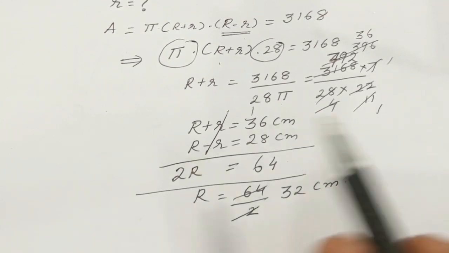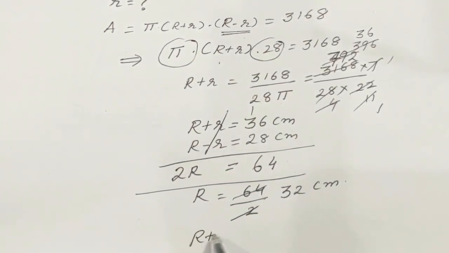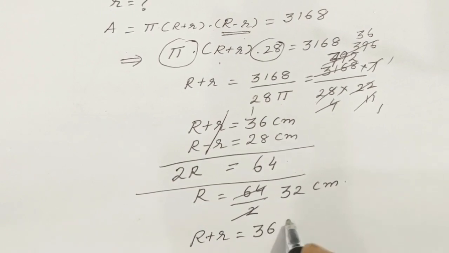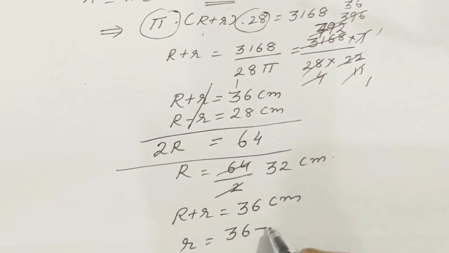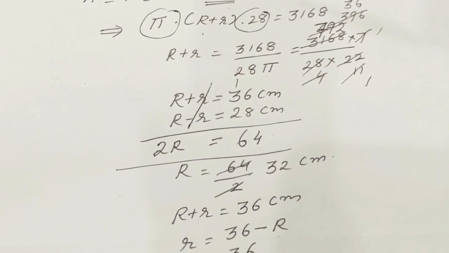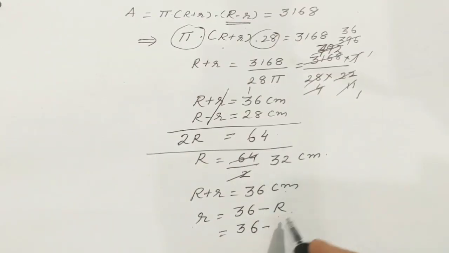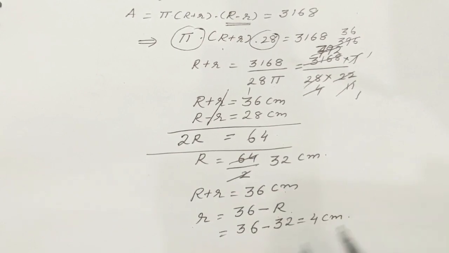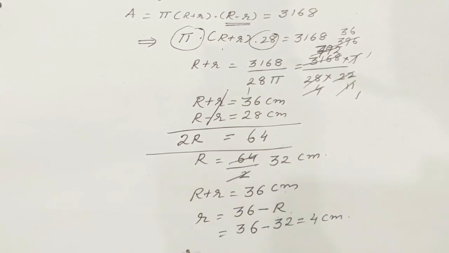How will you obtain the next? The sum of the two radii is 36. So R plus r equals 36 centimeter. Therefore, small r equals 36 minus capital R. Substitute the value here. 36 minus the outer radius, which is already calculated, 32. So 36 minus 32 equals 4 centimeter. Hence, the outer radius is 32 centimeter and the inner radius is 4 centimeter.